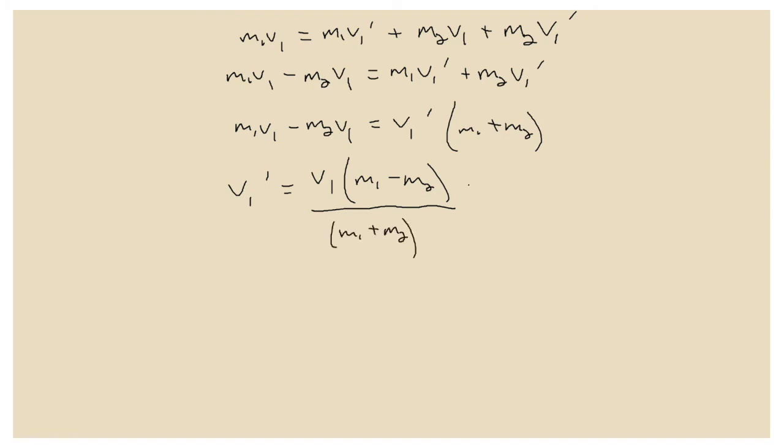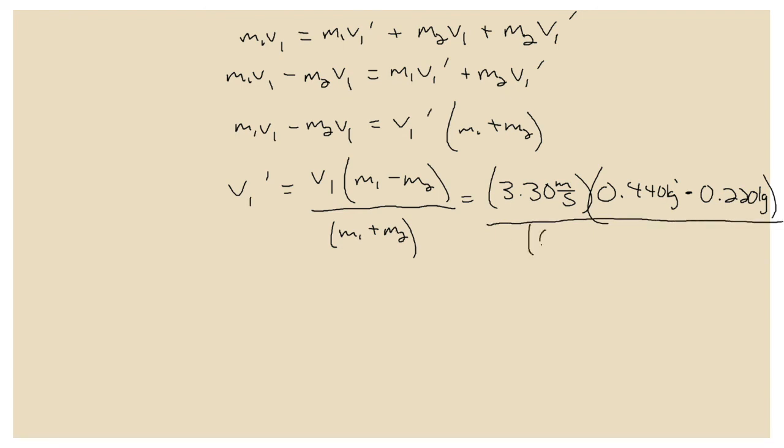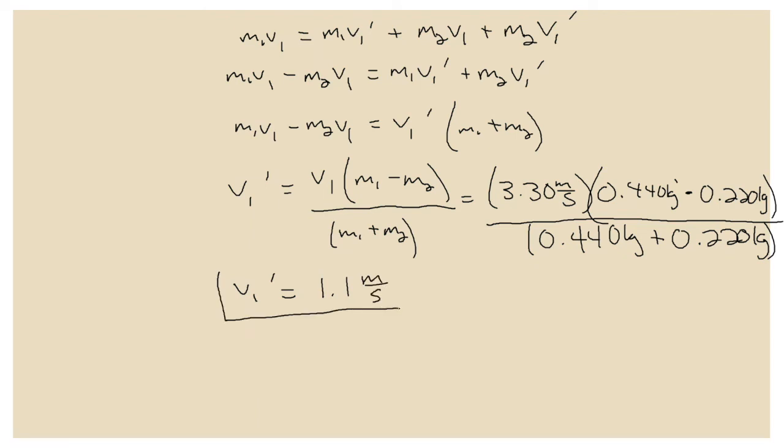And so I have v1 prime, which remember was what we're looking for, equals v1, and that's 3.30 meters per second, times the difference in the masses. So m1 was 0.440 kilograms, and then we're going to subtract 0.220 kilograms, and then we're just going to divide that by the sum of the masses, 0.440 kilograms plus 0.220 kilograms. And when we do that math, you end up getting 1.1 meters per second for v1 prime.